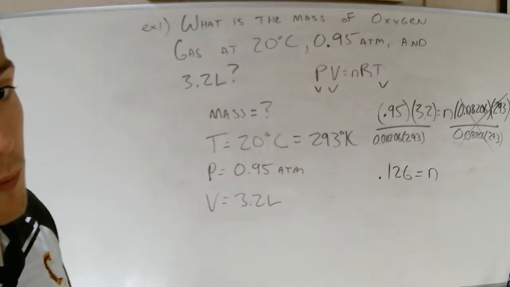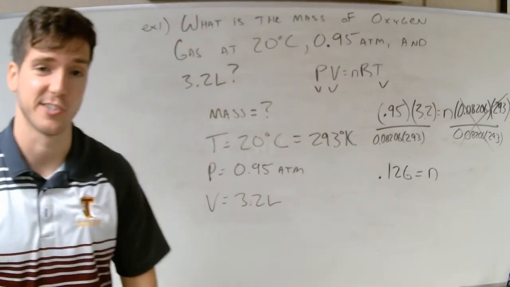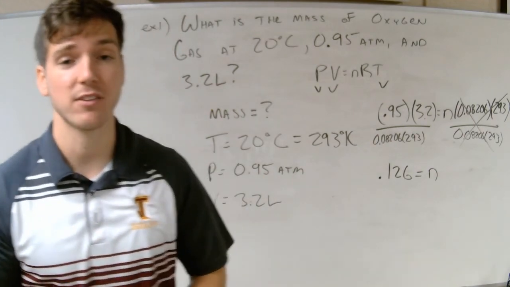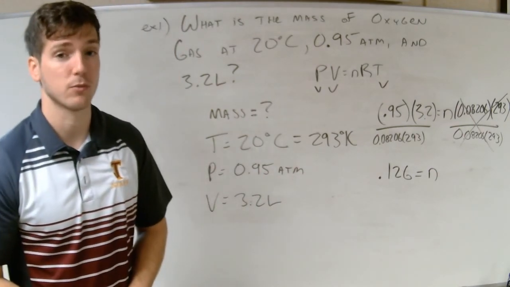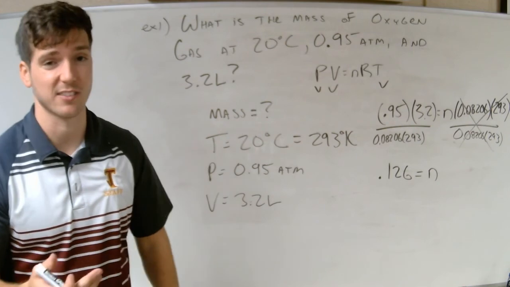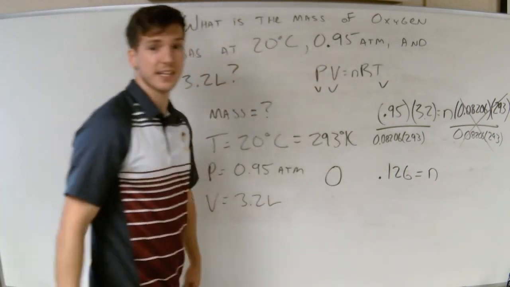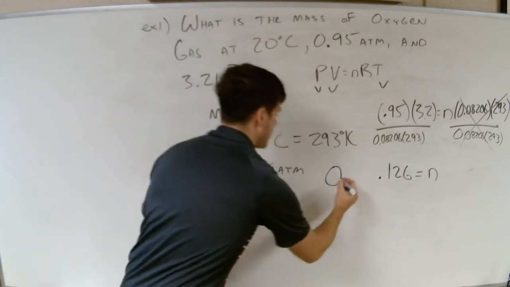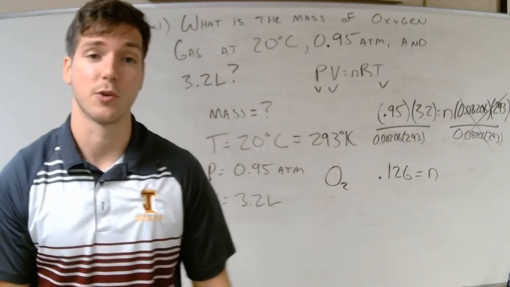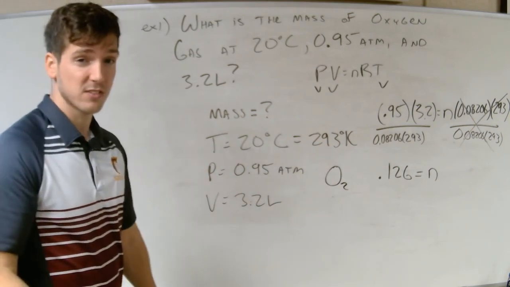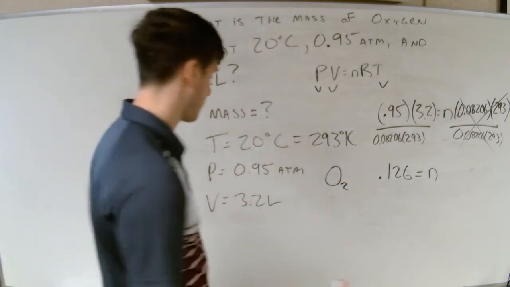Okay, but we don't want moles, we want mass, which is in grams, right? So to go from moles to grams, or to mass, we gotta multiply by the molar mass. Well, oxygen gas, right? What is oxygen gas? Is it O? No, it is not O, it is O2. It's one of our diatomic molecules, okay? So it is O2, it can never be by itself. The molar mass of oxygen is 32 grams per mole.